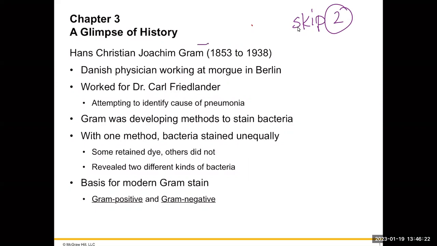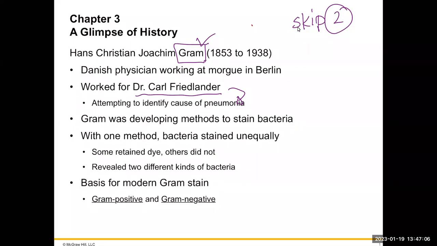So you are going to learn a lot about gram staining. So the person that developed gram staining is Hans Christian Joachim Gram. Okay, so they keep calling it Gram. So he was a physician. He worked at a morgue, and he worked with this person, Friedlander. He was trying to figure out what actually caused pneumonia. So Gram was coming up with ways to stain and actually visualize bacteria under the microscope. So he's trying to figure out how can we see these things?